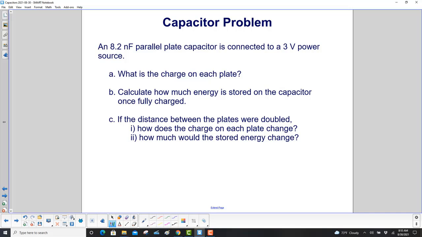And C. If the distance between the plates were doubled. I. How does the charge on each plate change? II. How much would the stored energy change?